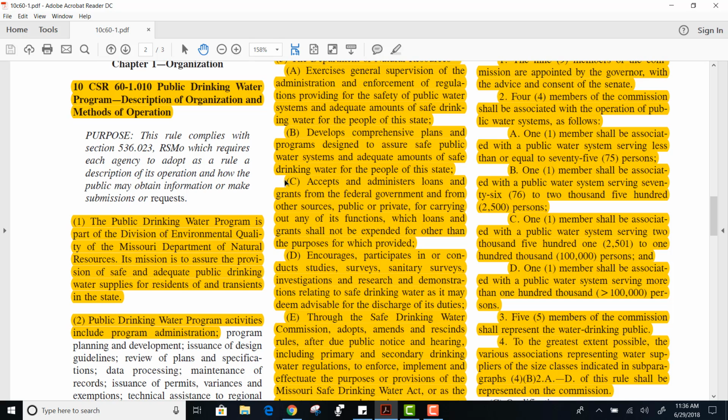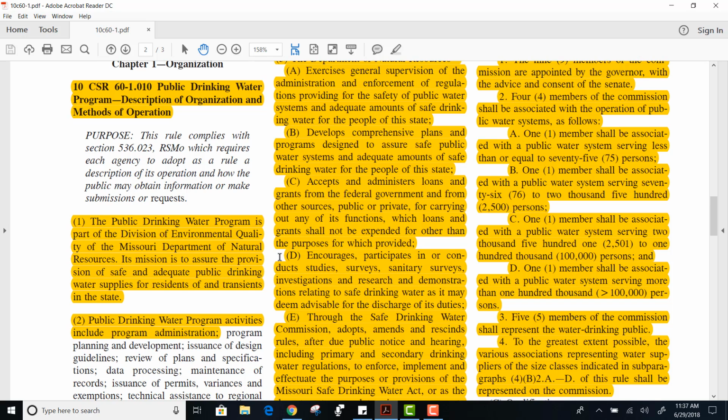DNR, paragraph C, administers loans and grants from the federal government. Those will come, you'll hear them, they're called SRF funds, state revolving funds. That's money they get from EPA, certain blocks all the time, and as that money is paid back, then it's loaned out. That's why they call it a revolving fund, because it's loaned out and paid in, loaned out and paid in. And it's available on the DNR's website under Finance Assistance Center.